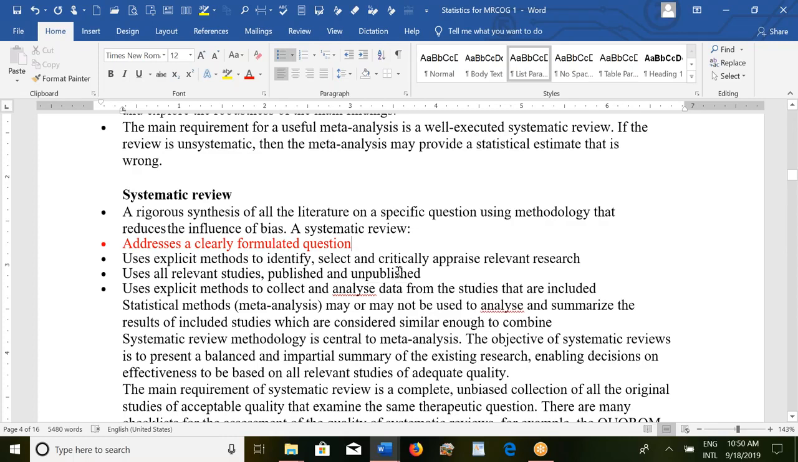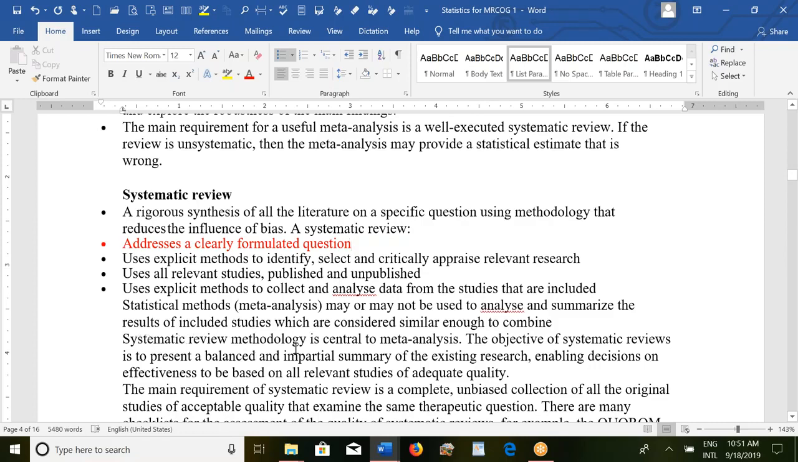Like in your exam, they gave you an abstract and asked you to analyze that. Then use all relevant studies, published and unpublished. Then it uses explicit methods to collect and analyze data from the studies that are included. Statistical methods like meta-analysis may or may not be used to analyze and summarize the results of included studies which are considered similar enough to combine.